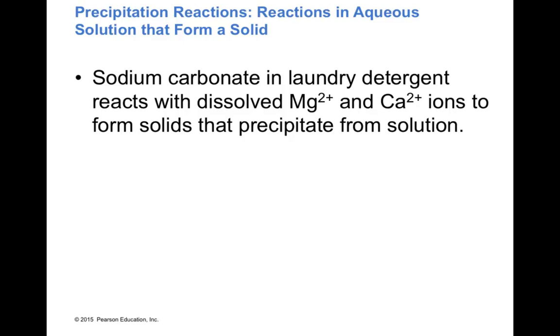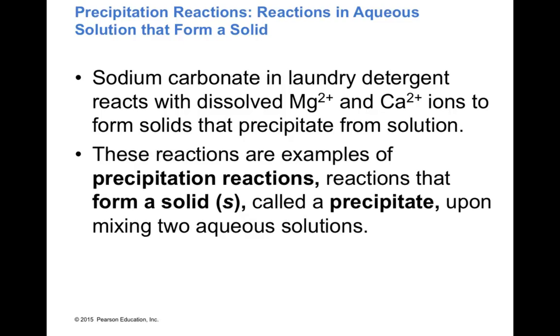For example, sodium carbonate in laundry detergents reacts with dissolved magnesium and calcium ions to form solids that precipitate from the solution. These reactions are examples of precipitation reactions, reactions that form a solid called a precipitate upon mixing two aqueous solutions. Let's see the following example.